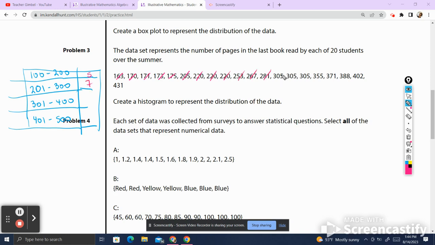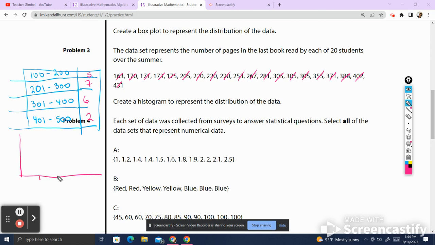Between 300 and 400, I have 1, 2, 3, 4, 5, 6. And between 400 and 500, I have 1 and 2. Now, these numbers represent the number of students who have read this many pages. So, for example, 2 students have read between 400 and 500. Now, for a histogram, you're on an axis.